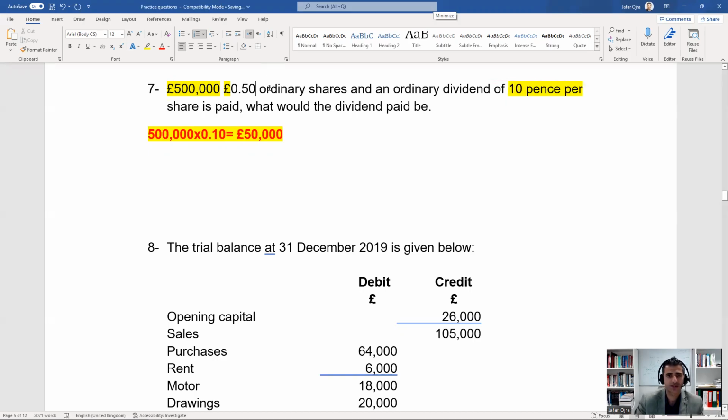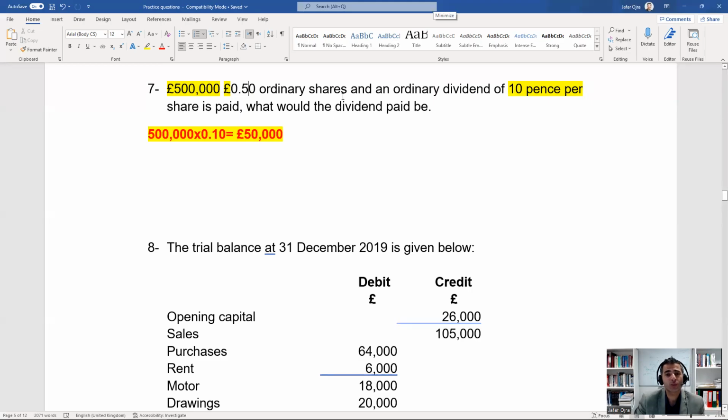Right, so that's a nominal value. If I change this, what would happen here? This is 500,000 pounds at 50 pence ordinary shares. That means this is not the number of shares. The nominal value means the value for each share is what? The nominal value of each share is 50 pence.